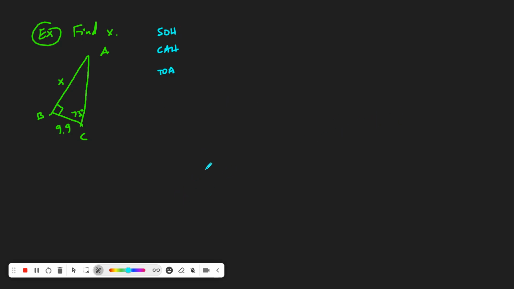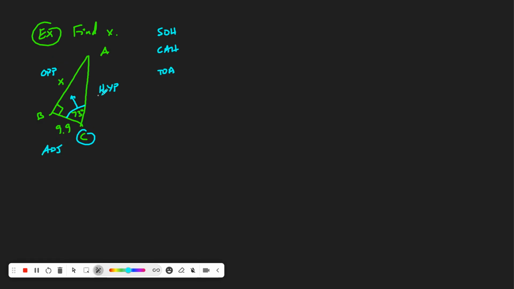Okay, SOHCAHTOA. Right, now, in this picture, we're given the 73-degree angle. I'm going to put an arc around it. You can circle this C if you want to. Draw an arrow. That arrow is pointing to X. So in this picture, the opposite side is my X. This AC across the right angle, this is the hypotenuse. And then the 9.9 is the adjacent.